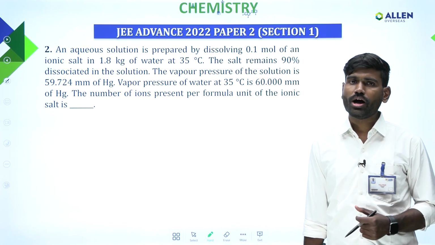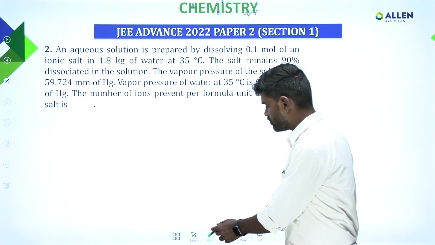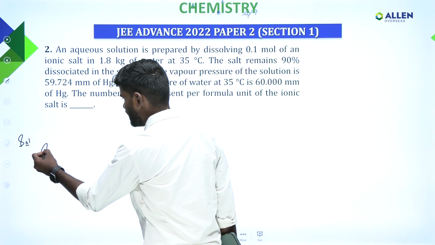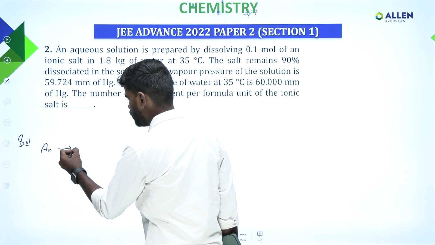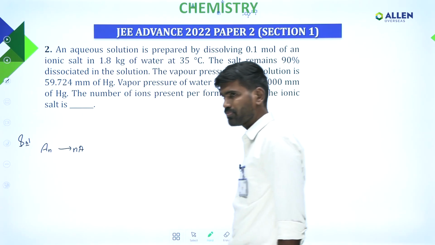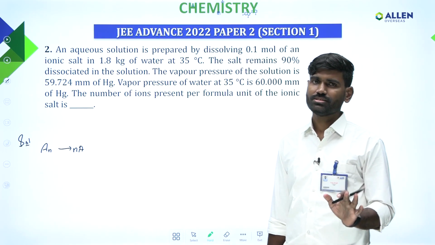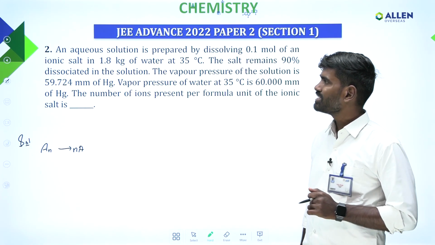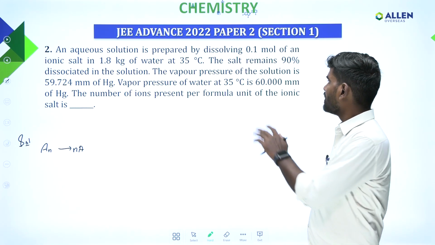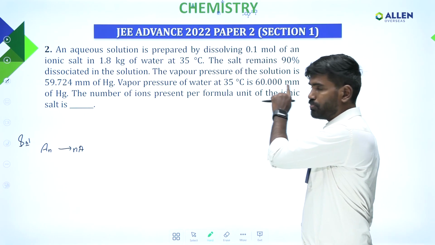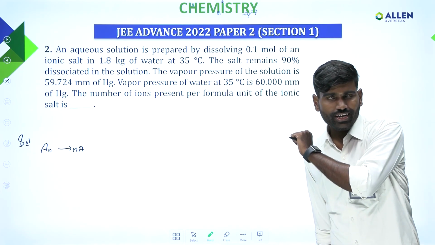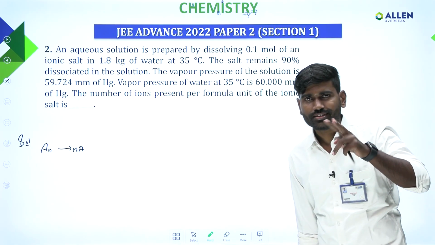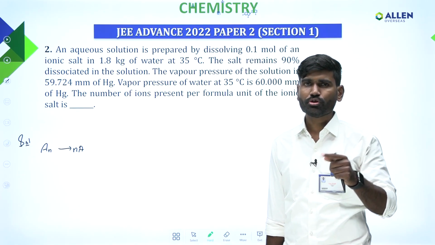If it is asking the number of ions, I can assume the salt to be of the kind AN, which dissociates into Na, like this, right? This is a very simple question from the solutions chapter. You must have understood what is happening. The pure vapor pressure of the solvent and that of the solution have been given, and you can write the relative lowering in vapor pressure and proceed.